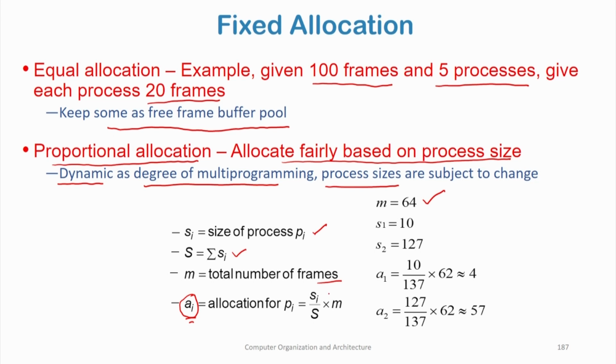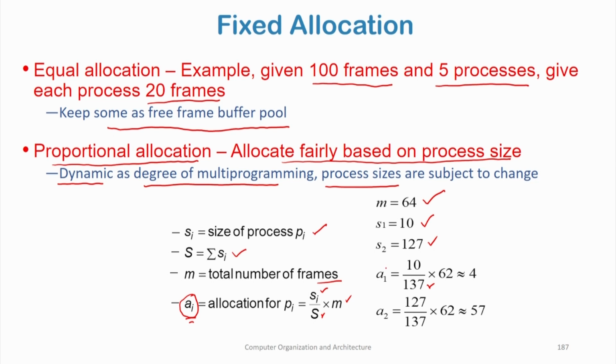It is calculated as s_i, the number of frames it requires, divided by capital S, the total demand, into m, the total number of frames available in memory. So, let us say we have two processes: the first one requires 10 pages, the second one is a big process, requires 127 pages. So, capital S becomes 137.